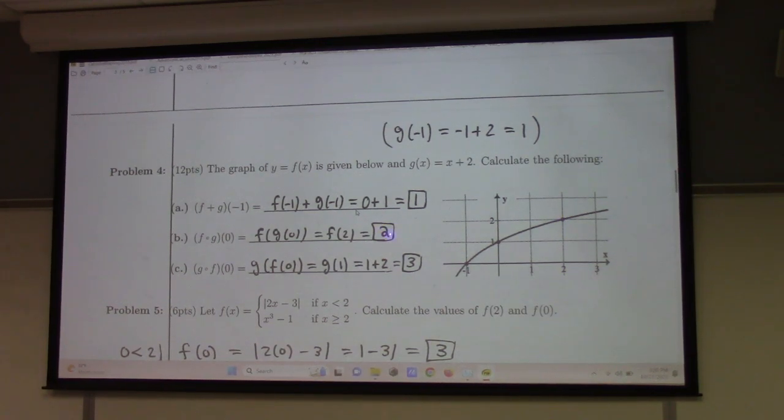So the answer is 2. Part C, g composed with f of 0. g of f of 0 is, well, what's f of 0? f of 0 is 1. See there? f of 0 is 1. So g of f of 0 is g of 1. What's g of 1? Well, g of 1 is 1 plus 2, which is 3. So the answers were 1, 2, and 3.